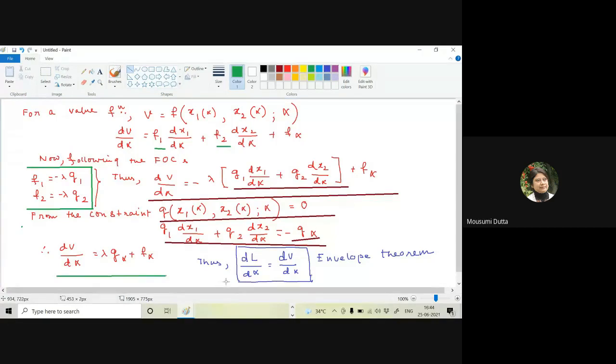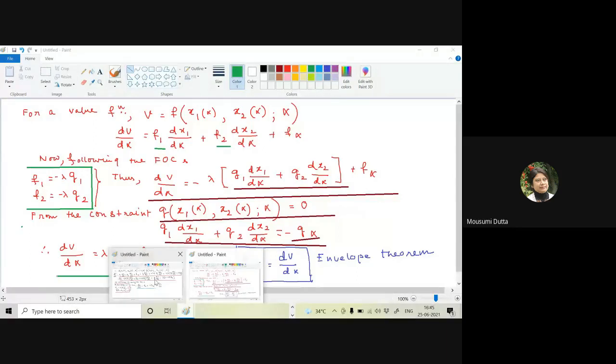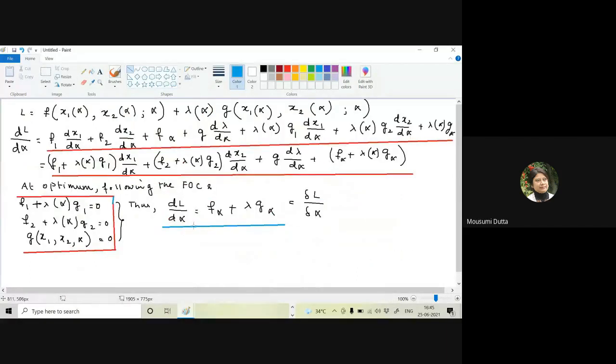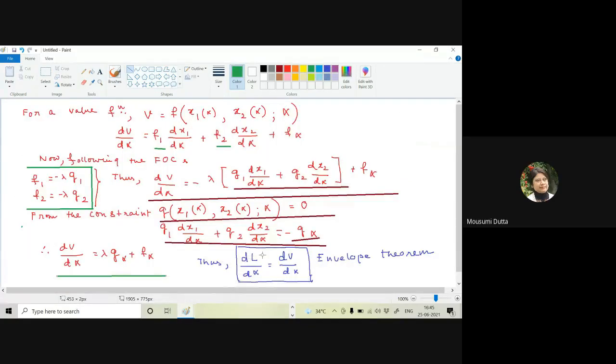So everybody is getting this? Yes, ma'am. So is it similar to dL by d alpha we got? Yes, ma'am. dL by d alpha was f alpha plus lambda g alpha, the same thing? Yes, ma'am. So there is an equivalence between these two.